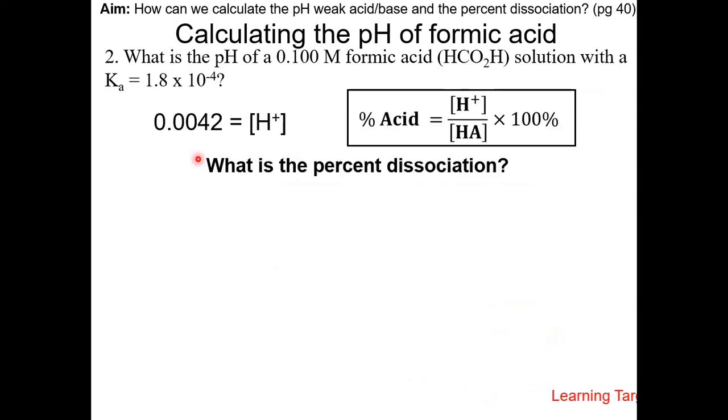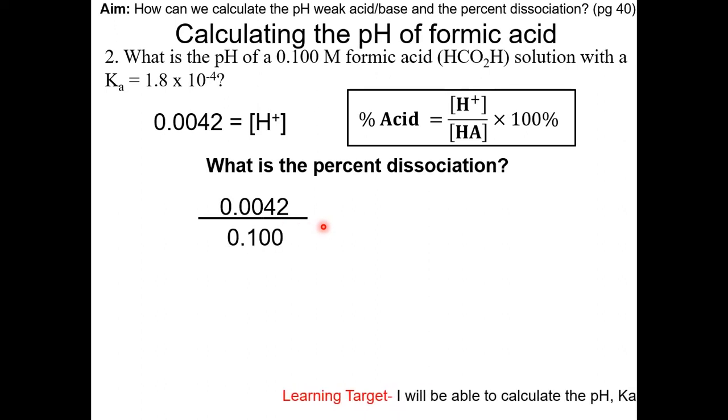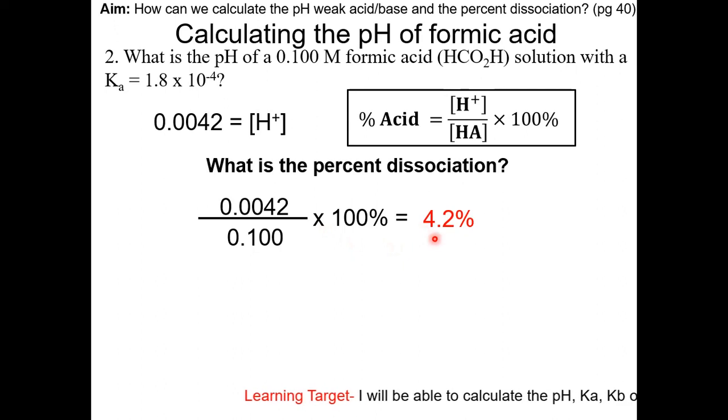Now that we got the pH, what is the percent dissociation? We plug it into the percent dissociation equation. The hydrogen ion concentration is 0.0042. The initial concentration of formic acid is 0.1, times 100% gives us 4.2% dissociation.